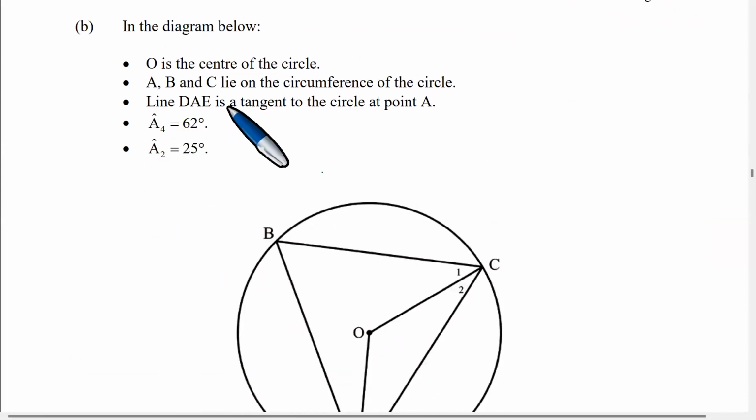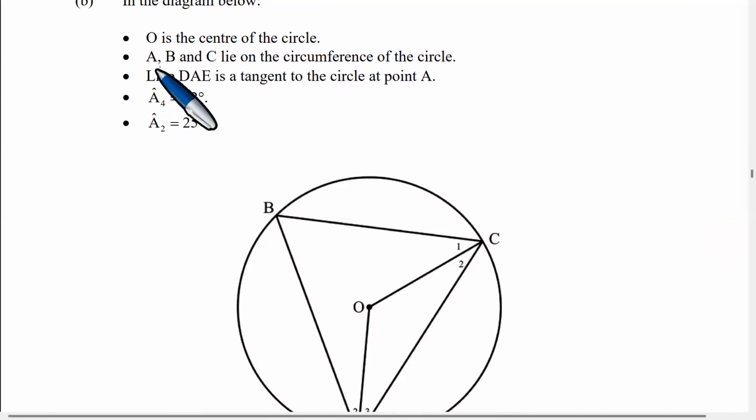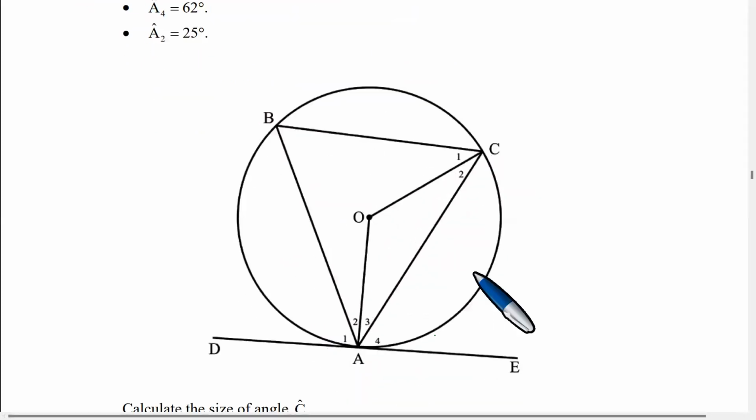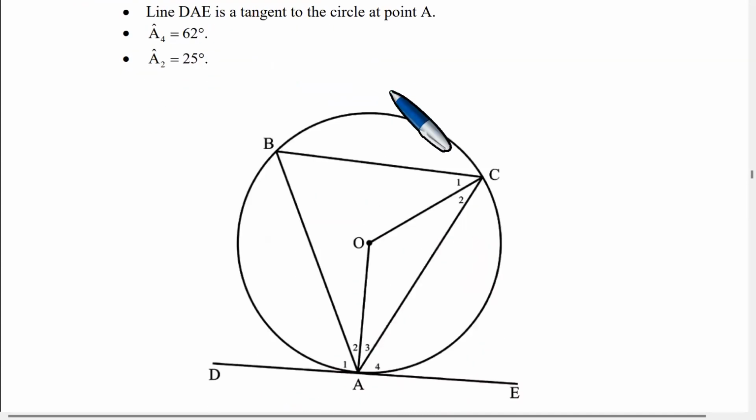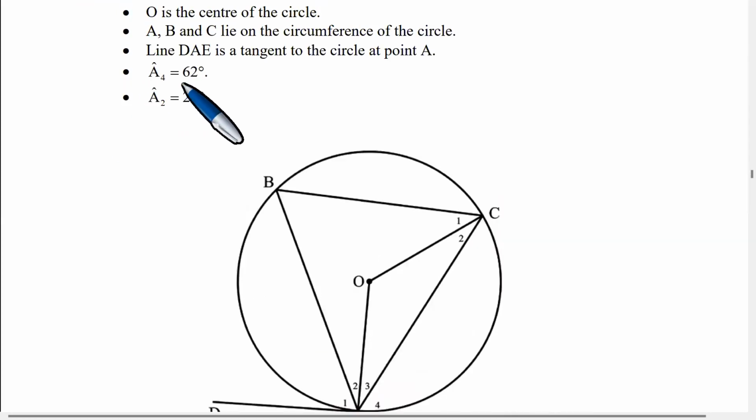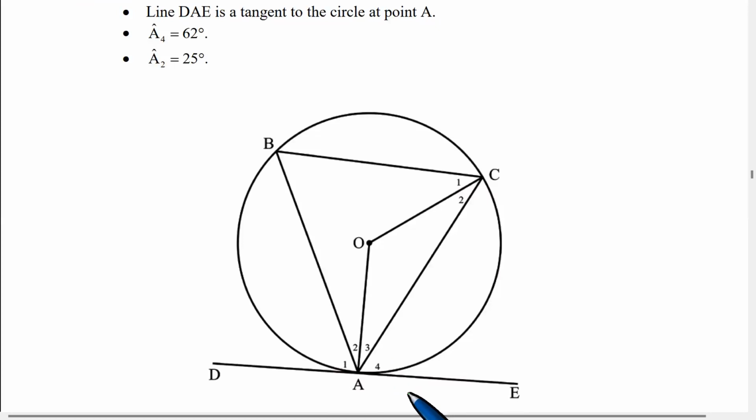Okay, in the diagram below, O is the center of the circle. A, B, and C lie on the circumference of the circle. Line DAE is a tangent to the circle at point A. Angle A4 is 62 degrees. Here is A4, it is 62 degrees. And angle A2 is 25 degrees, this one here, like this.